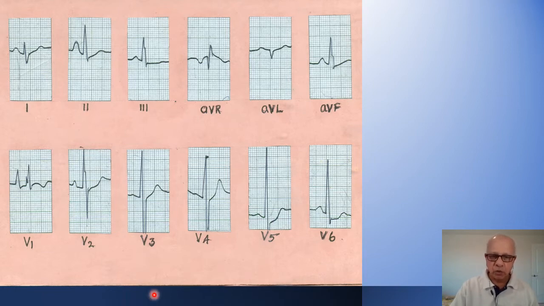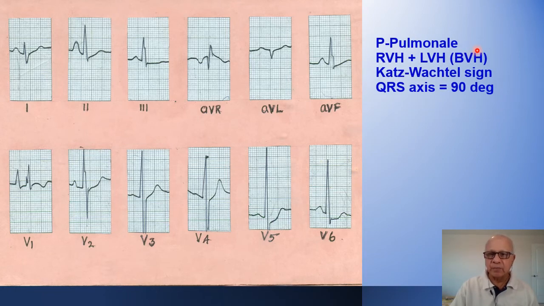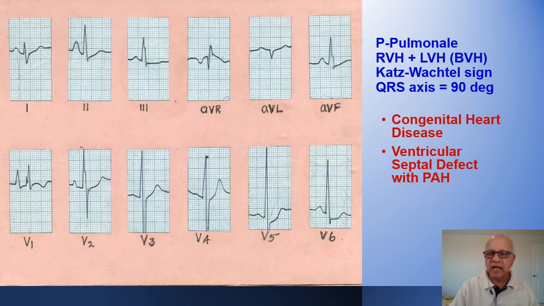Okay. So the findings are P pulmonale, RVH, LVH, which is biventricular hypertrophy, Katz-Wachtel sign, and QRS axis of plus 90 degrees. The diagnosis was congenital heart disease, a ventricular septal defect with pulmonary arterial hypertension. So we'll go on to the next slide.